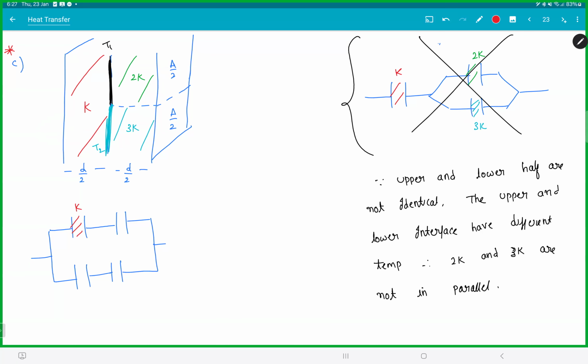So this would be K, K, 2K, 3K, where area becomes A by 2 and length becomes D by 2. Now can you try to get this? I'll give 30, 40 seconds. Just calculations now. So there are 4 resistors.